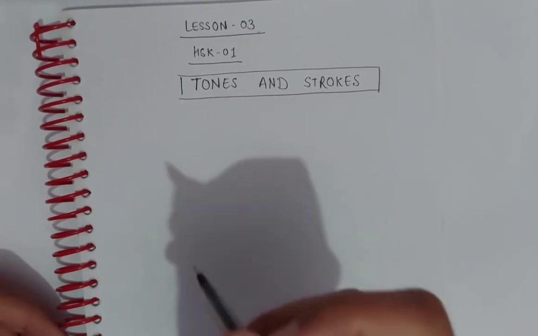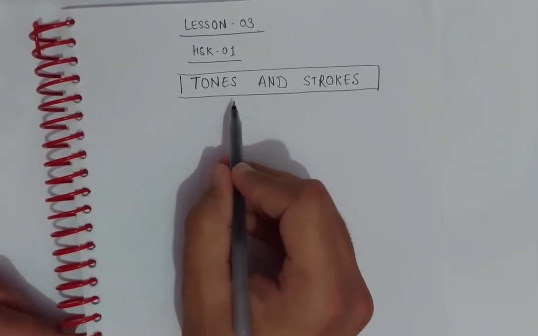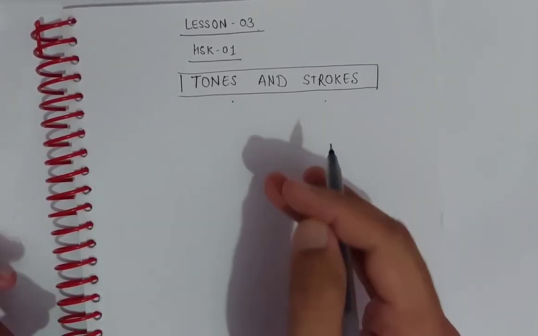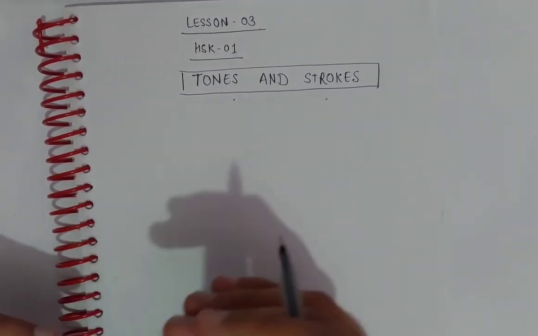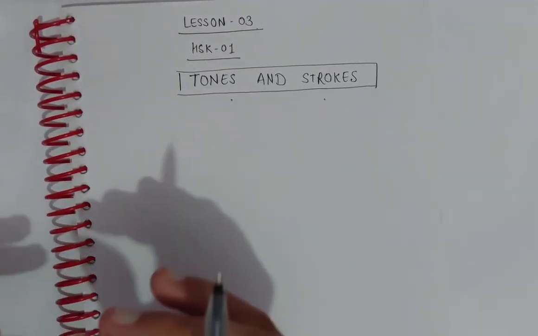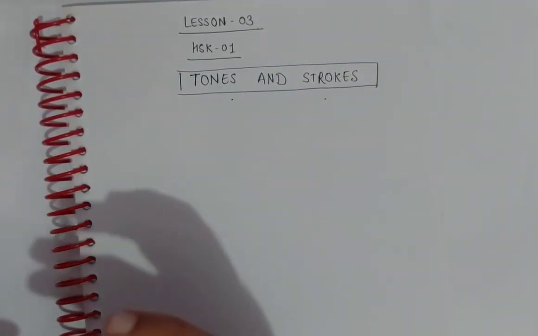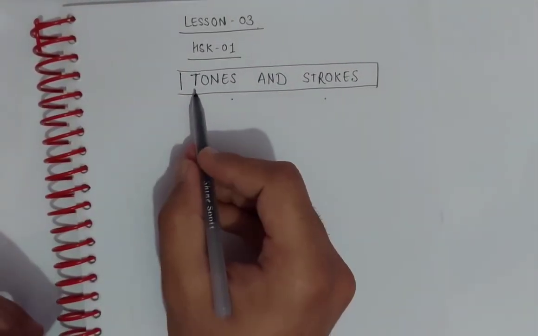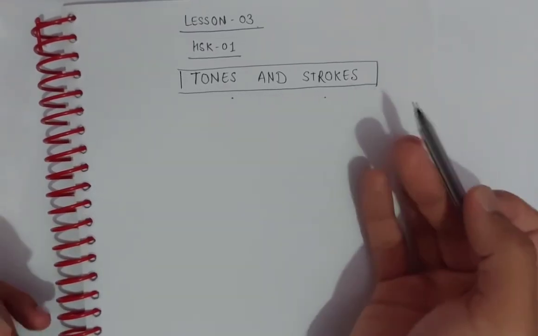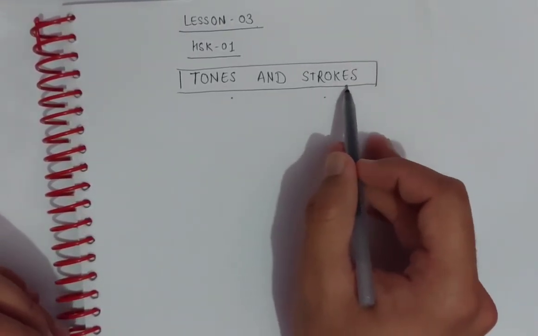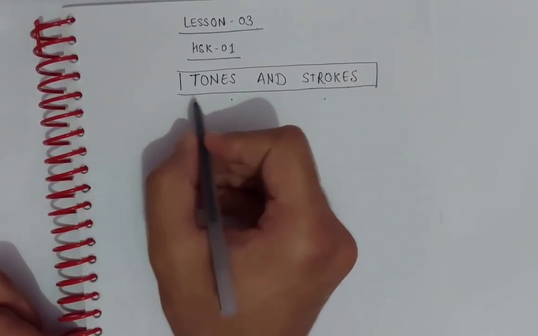In this video, we will discuss the tones and the strokes in basic Chinese, which are very important parts of Chinese. To learn how to pronounce Chinese words, we should remember the tones, and to learn how to write the characters in Chinese, we should remember the strokes.